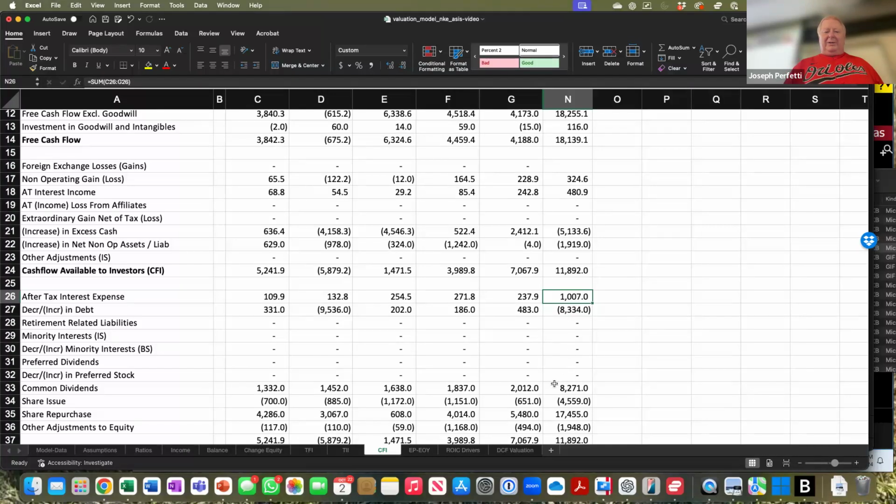Nike paid $8.3 billion worth of dividends. Nike bought back $17 billion worth of shares. 8.3 and 17.5, that's about, rounding off, 25.5, 26. But Nike also issued $4.6 billion of new stock. So 25.5 minus 4.5 is closer to 21. So net, Nike gave shareholders $21 billion. How do you give shareholders $21 billion if you only got 12?